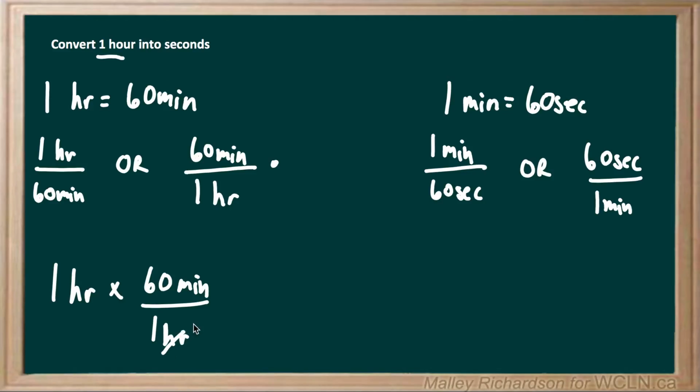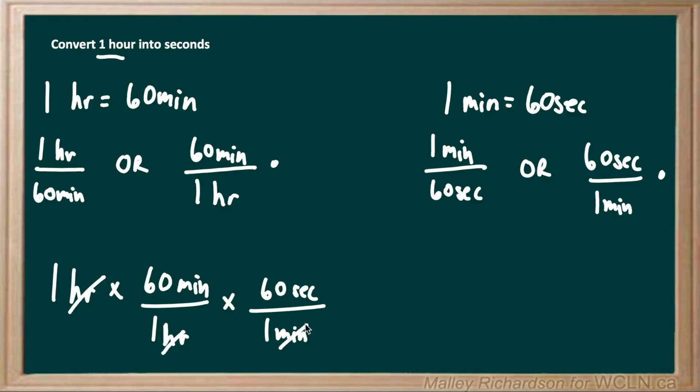And as we can see, our units of hours cancel out and we're left with minutes. But we want to convert 1 hour into seconds. So that means we have to convert minutes into seconds. Because we have 60 minutes on top, we want to use a conversion factor with minutes on the bottom. So looking at our two conversion factors, we want to use 60 seconds over 1 minute. So we multiply 60 minutes by 60 seconds over 1 minute.